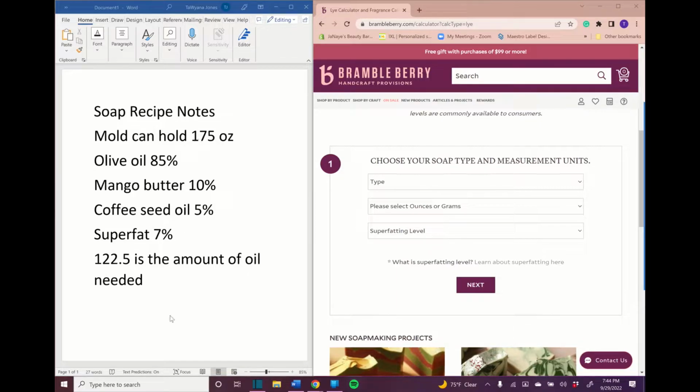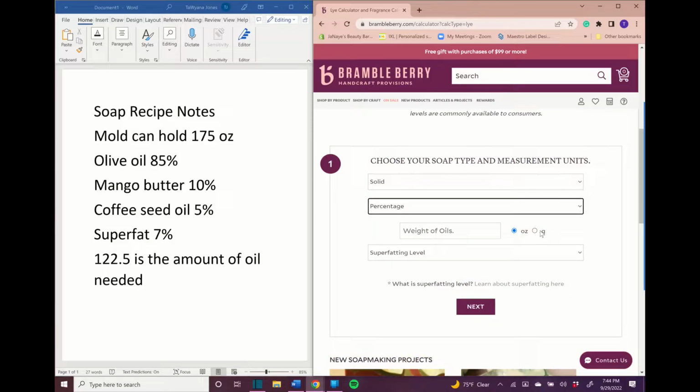As you guys can see, we have all the things listed over here. Now I'm going to show you how to plug everything into the soap calculator. So we go over here, we have our type. Remember, check out that video that I have on how to use the Brambleberry soap calculator if you want detailed steps on how to use it. But all right, I'm going to choose the type is solid. I'm going to choose percentage. And then when you choose percentage, you put in the weight of your oils.